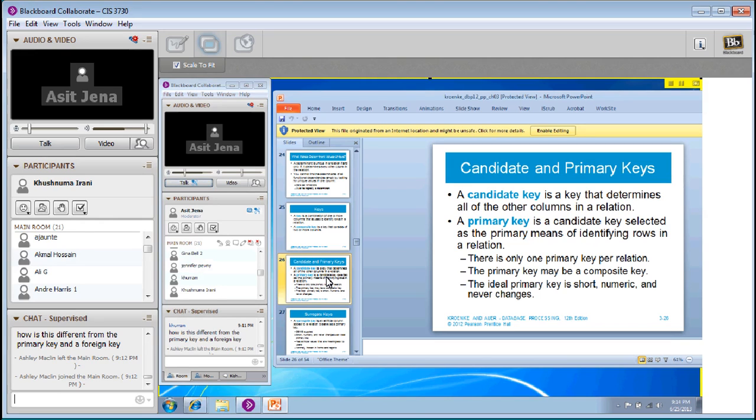There is only one primary key per relation. The primary key may be a composite key. The ideal primary key is short, numeric, and never changes. Karam, does it answer your question? The primary key is a candidate key which determines every other column in the relation. There can be only one primary key per relation, or per table. The primary key may be a composite key. It doesn't have to be one column. It can be more than one column, two columns, three columns. The ideal primary key is short, numeric, and never changes.